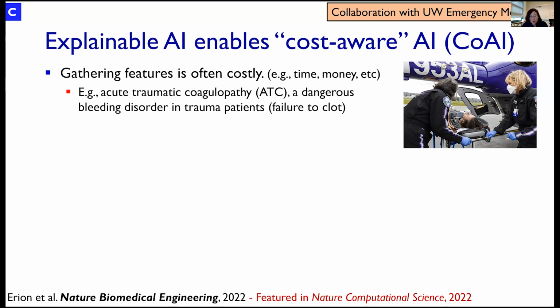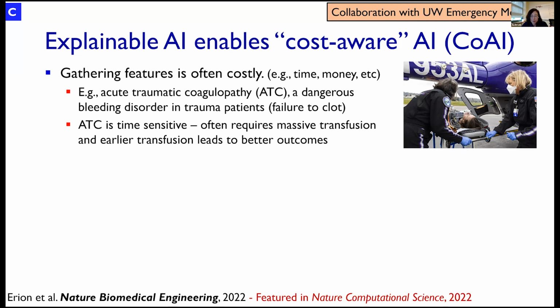So say that you have a patient with a traumatic injury in front of you. This patient is bleeding, and you want to predict whether this patient is going to have acute traumatic coagulopathy, ATC, and it's time sensitive. It requires a lot of blood, massive transfusion, and earlier transfusion leads to better outcomes, so less organ failure and so on. So faster diagnosis leads to faster treatment.